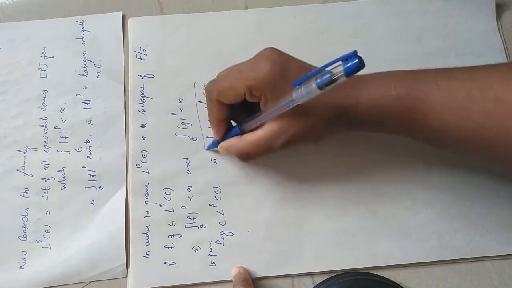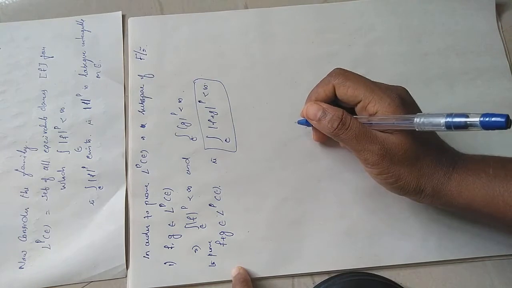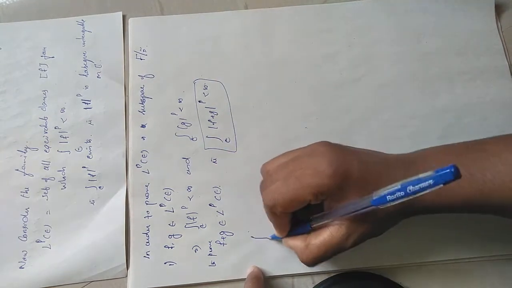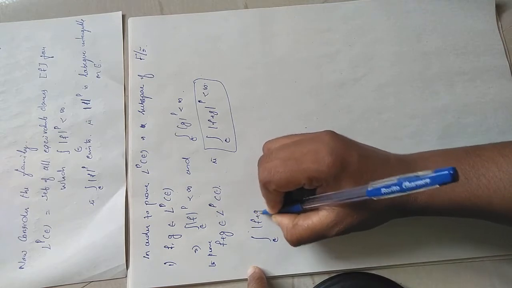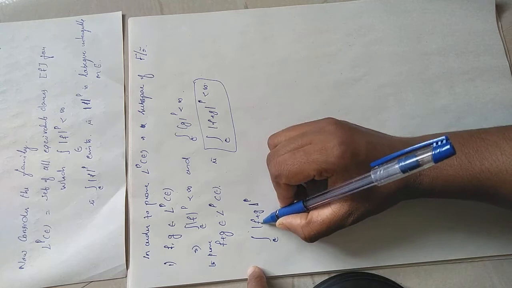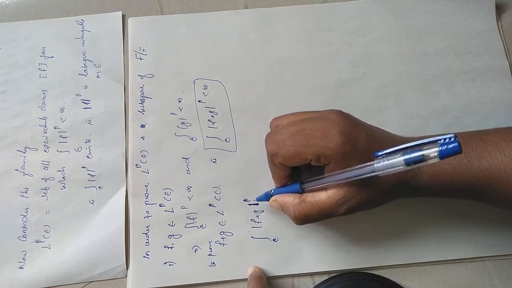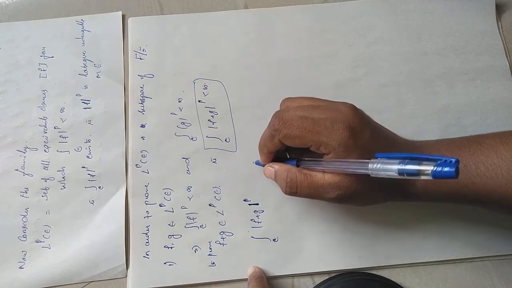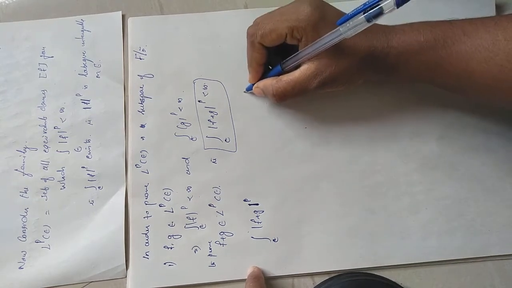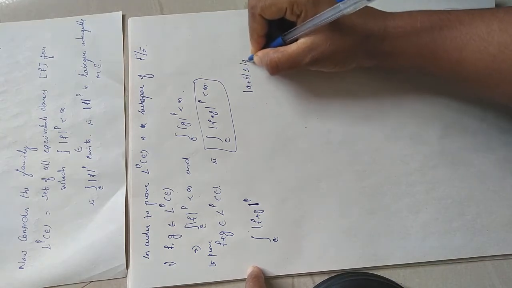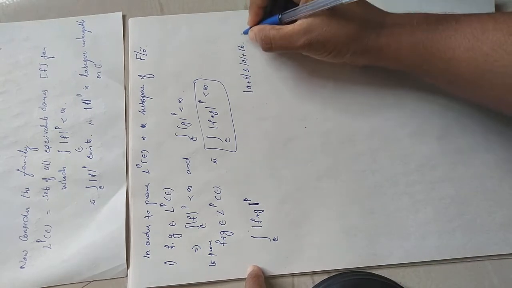This is what we need to find out. Okay. So we consider integral over E mod f plus g raised to p. Since mod f plus g raised to p will be a real number, right? Since it is a real number, by triangle inequality we have mod a plus b will always be less than or equal to mod a plus mod b, right? For any two real numbers.